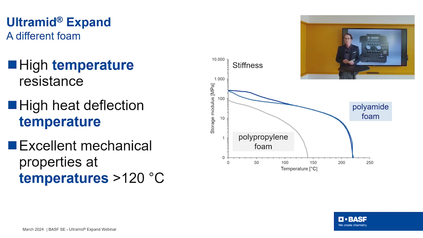For comparison, I put a gray curve in this diagram, and this gray curve belongs to a polypropylene particle foam. Polypropylene particle foam also has a high mechanical stiffness at room temperature, but if you come to elevated temperature, the material loses its stiffness relatively fast and melts in the range of 130 to 140 degrees Celsius.